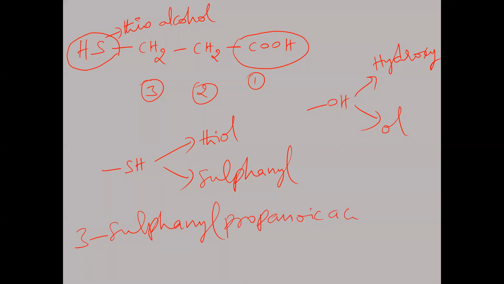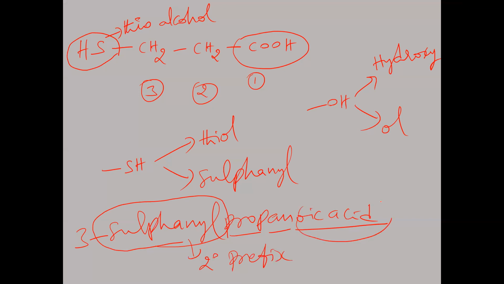Propanoic acid. So oic acid is the secondary suffix. Prop is the root word, and an is the primary suffix. Sulfanyl is what now here? Secondary prefix. And the secondary suffix is oic acid. So the name is 3-sulfanyl propanoic acid. Is the concept clear? Let's take the screenshot of this.